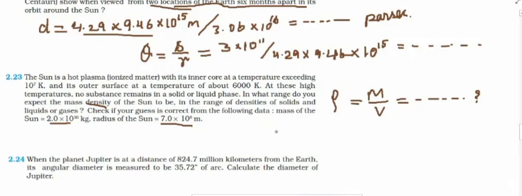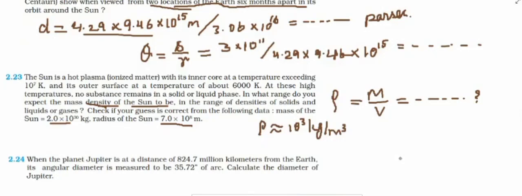Then the question says, in what range do you expect the mass density of the sun to be? In the range of densities of solids, liquids or gases? As far as our knowledge, the sun is made up of hydrogen and helium gas, the main content of the sun. But when you calculate the density, you will get the density in the order of 10 power 3 kilogram per meter cube. And 10 power 3 kilogram per meter cube means it is the order of density of solids.